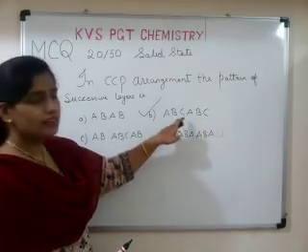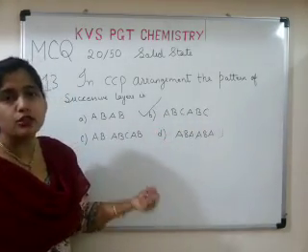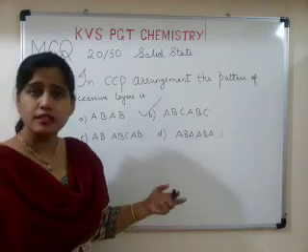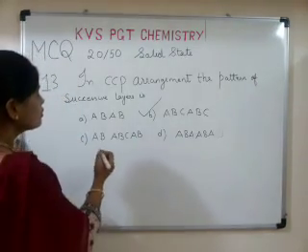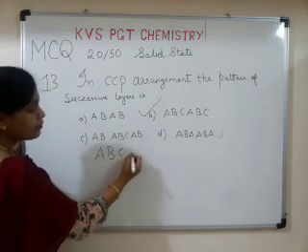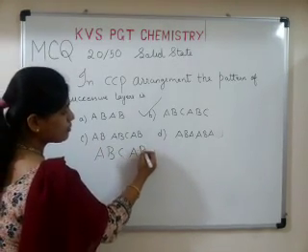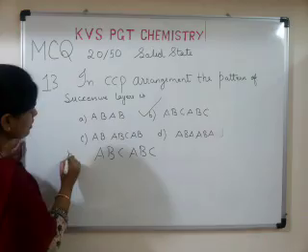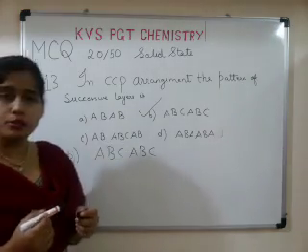The third layer is a new type of layer, a new pattern of layer, and we name that as C layer. Okay, so the pattern is A, B, C. Then we repeat that fashion, A, B, C. So the answer is option number B.